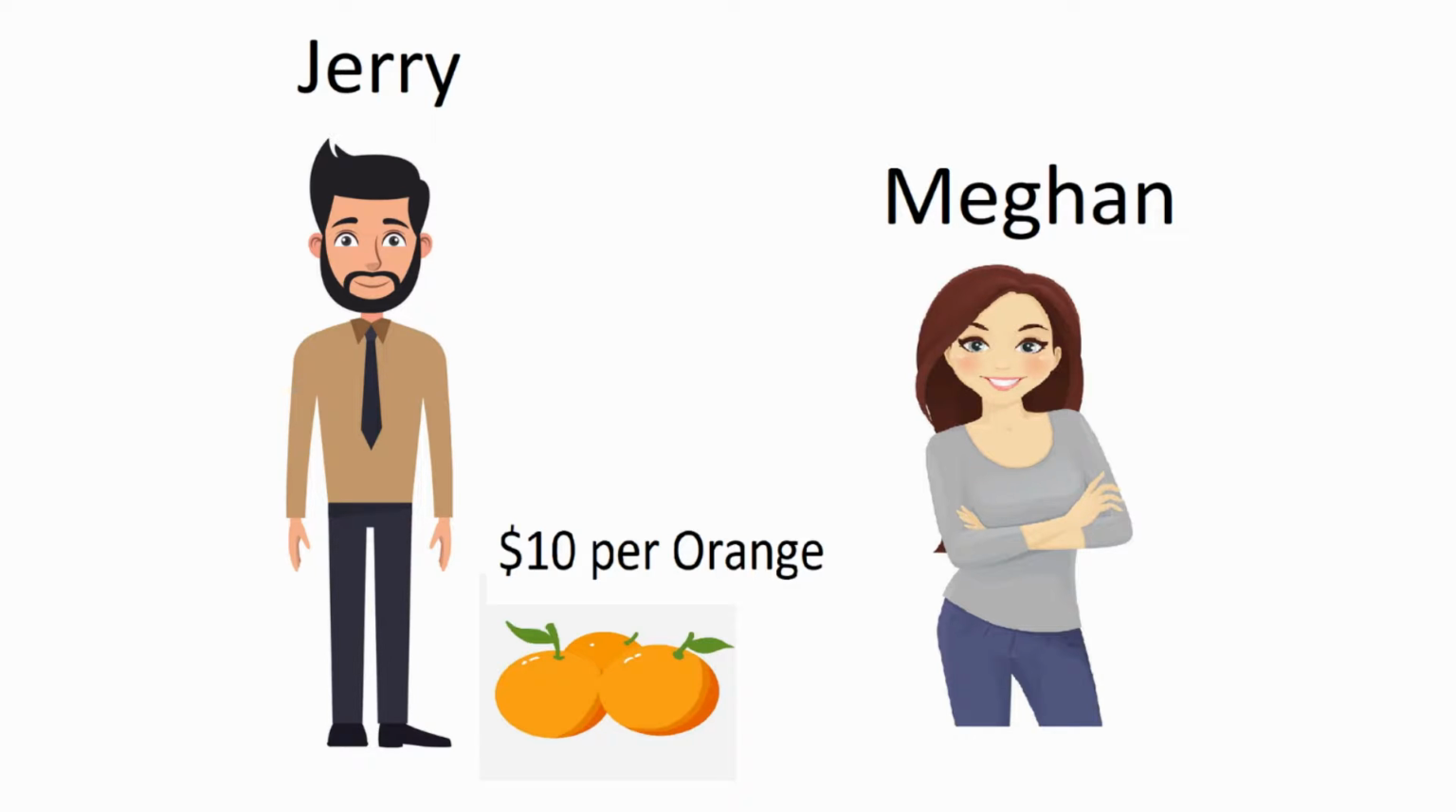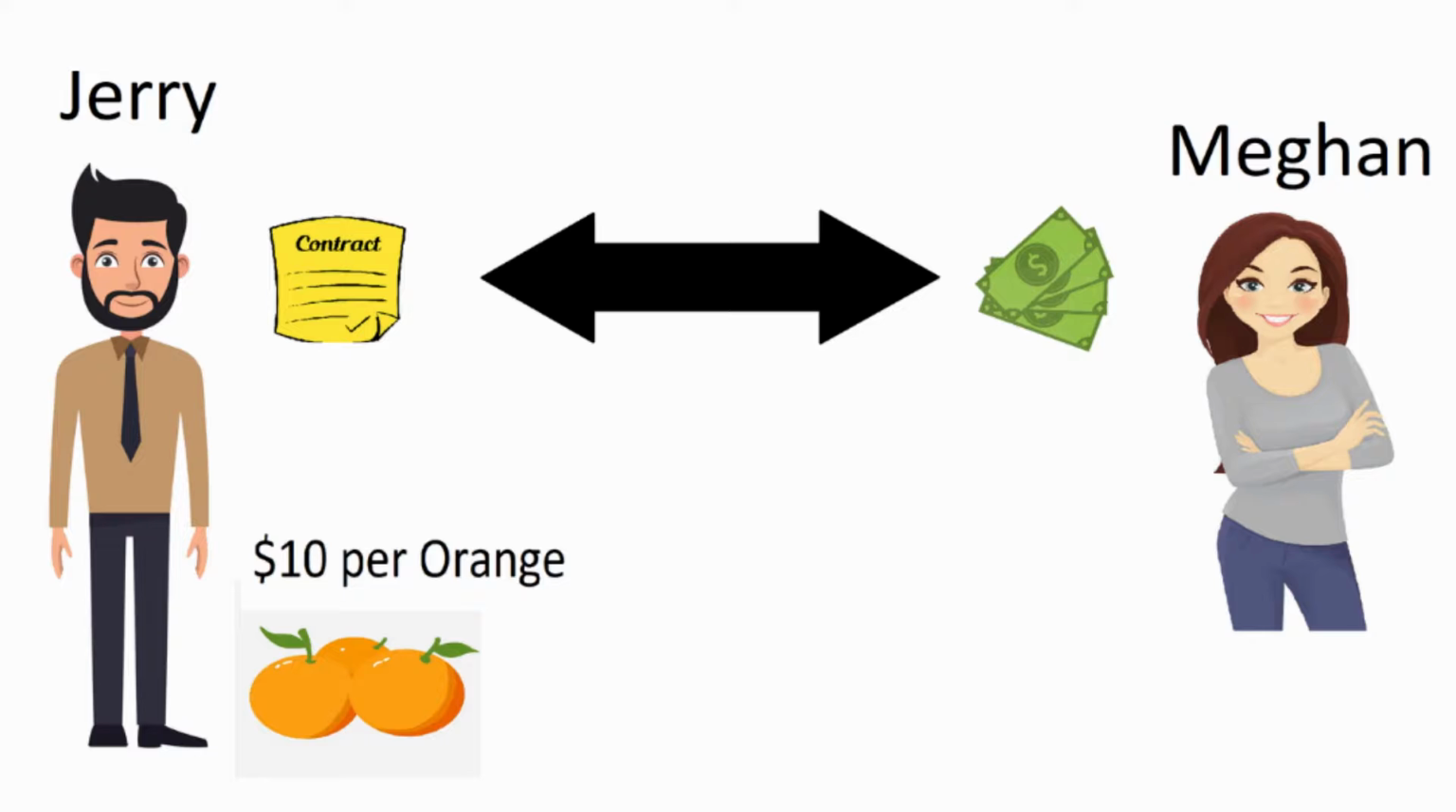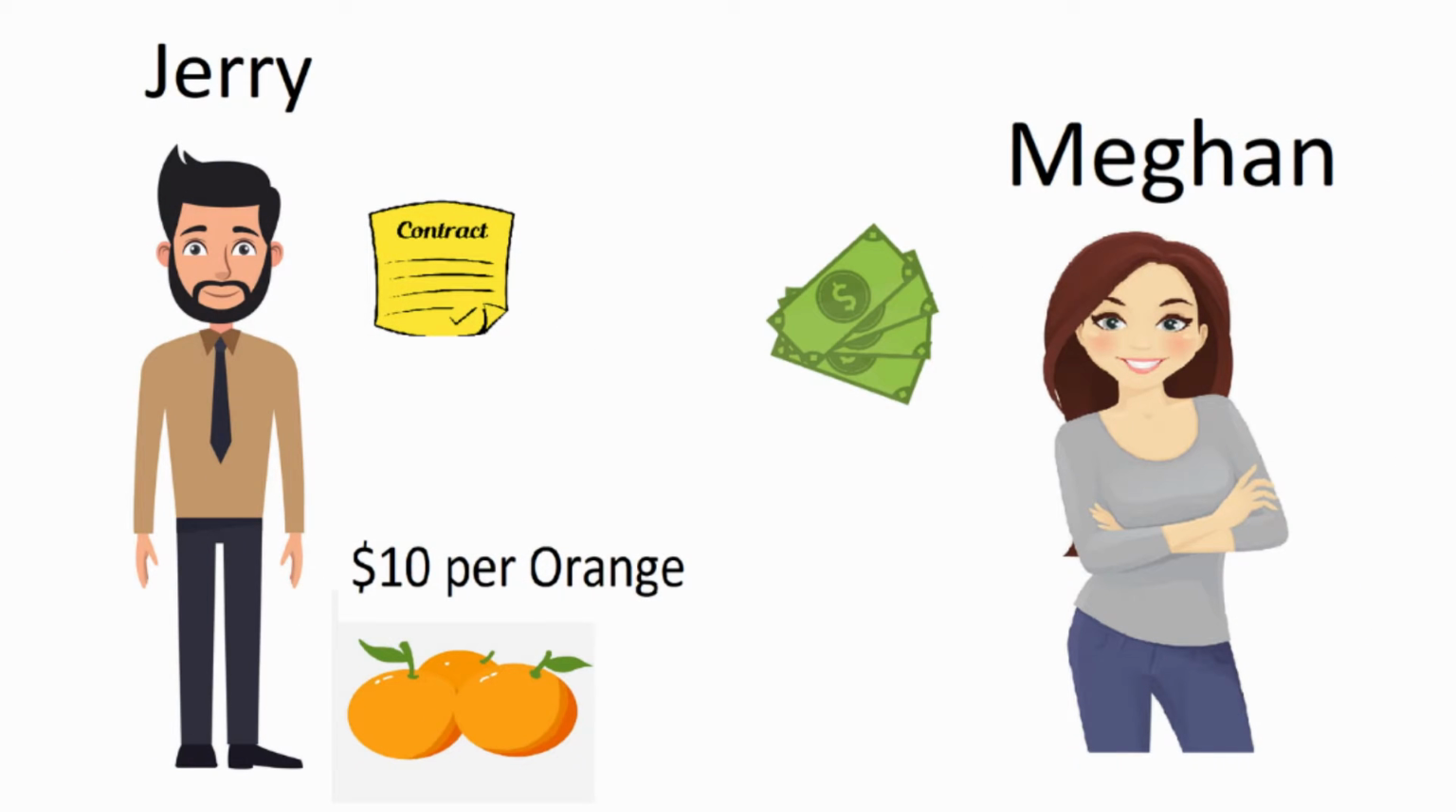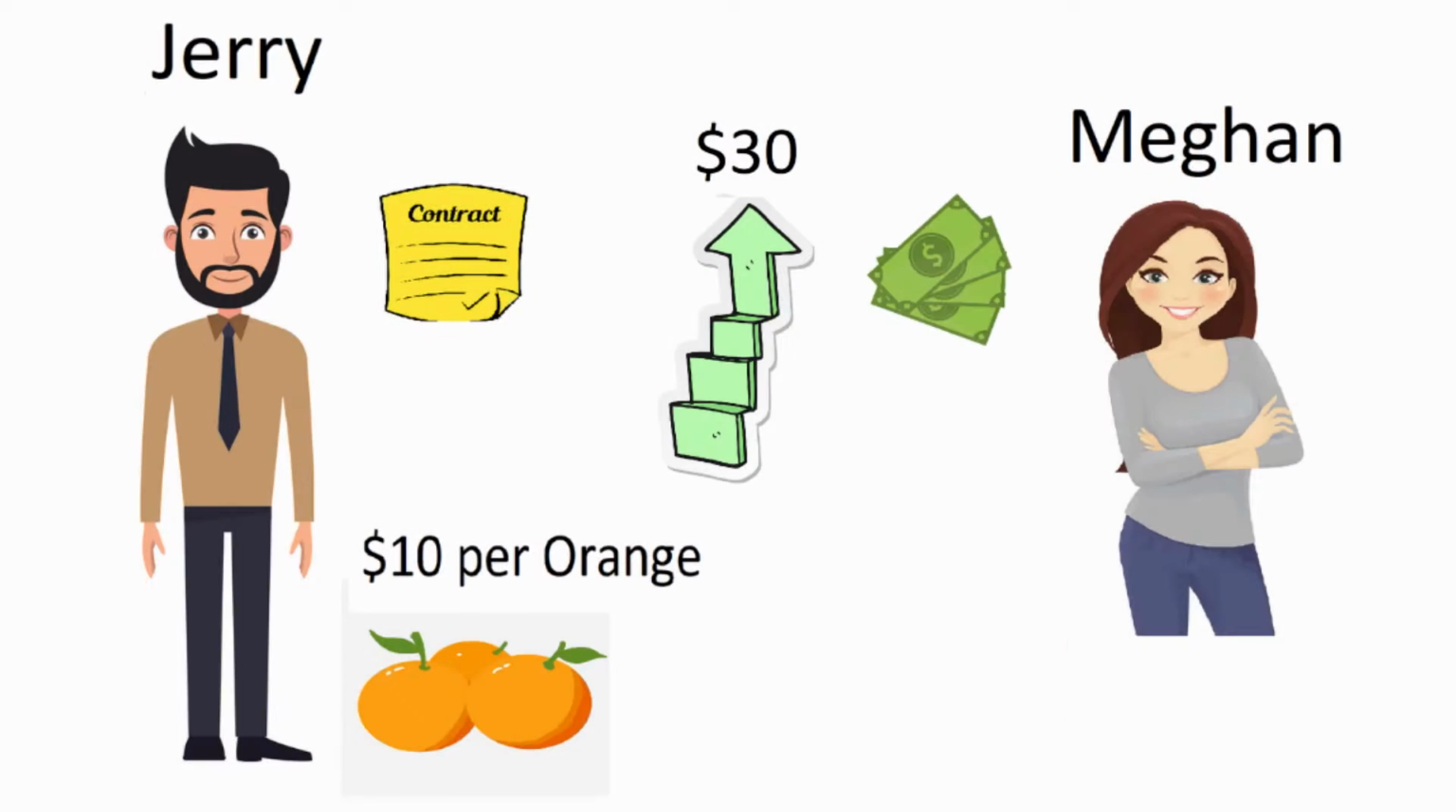So, Jerry will give Megan $20 for the rights to sell 100 oranges to Megan over the next 30 days for $10 an orange. At this point, one of three things can happen. The first thing that could happen is prices of oranges could drastically increase to $30 an orange, or more. This is just an example. At this point, Jerry would disregard the contract and try to sell the oranges to Megan for $30 an orange.